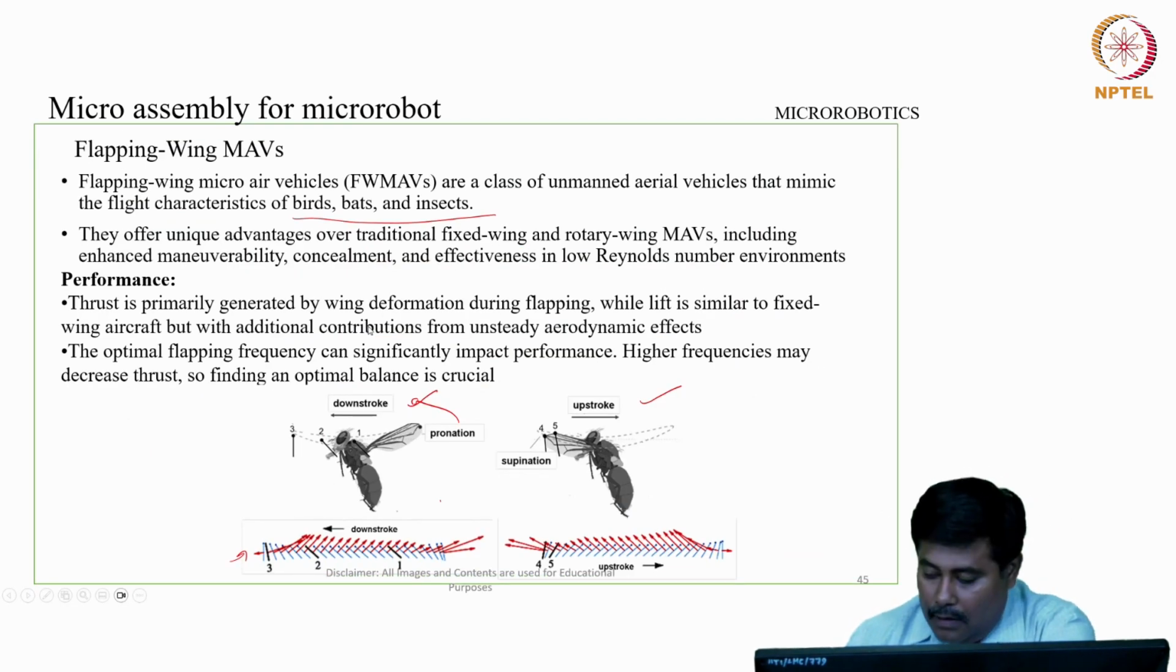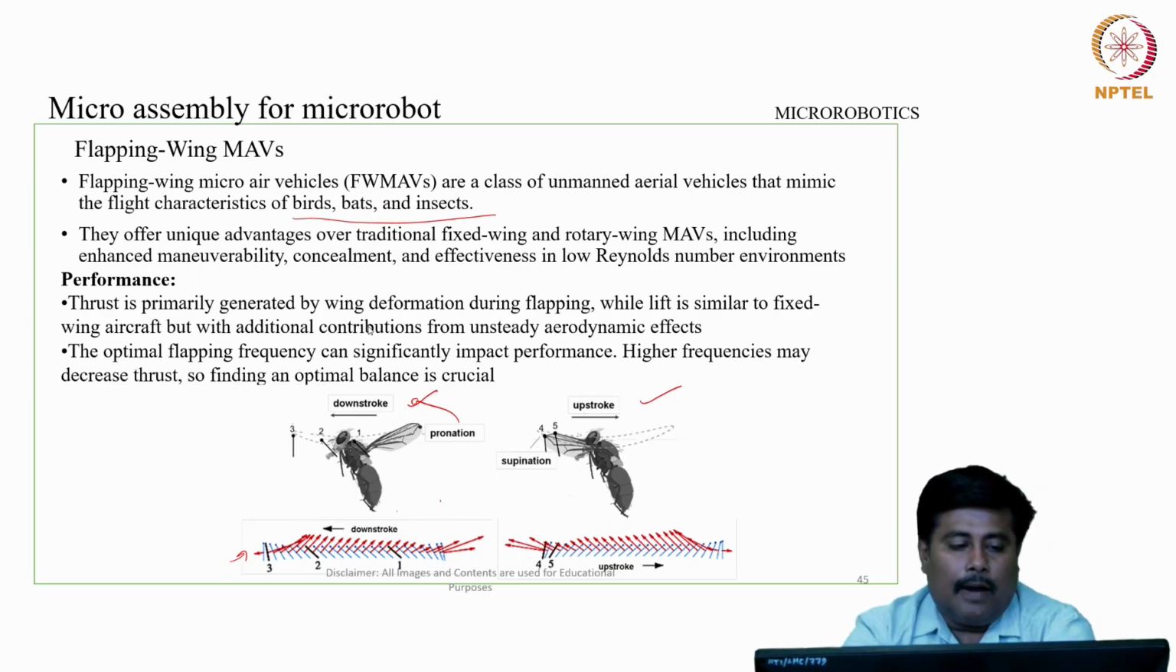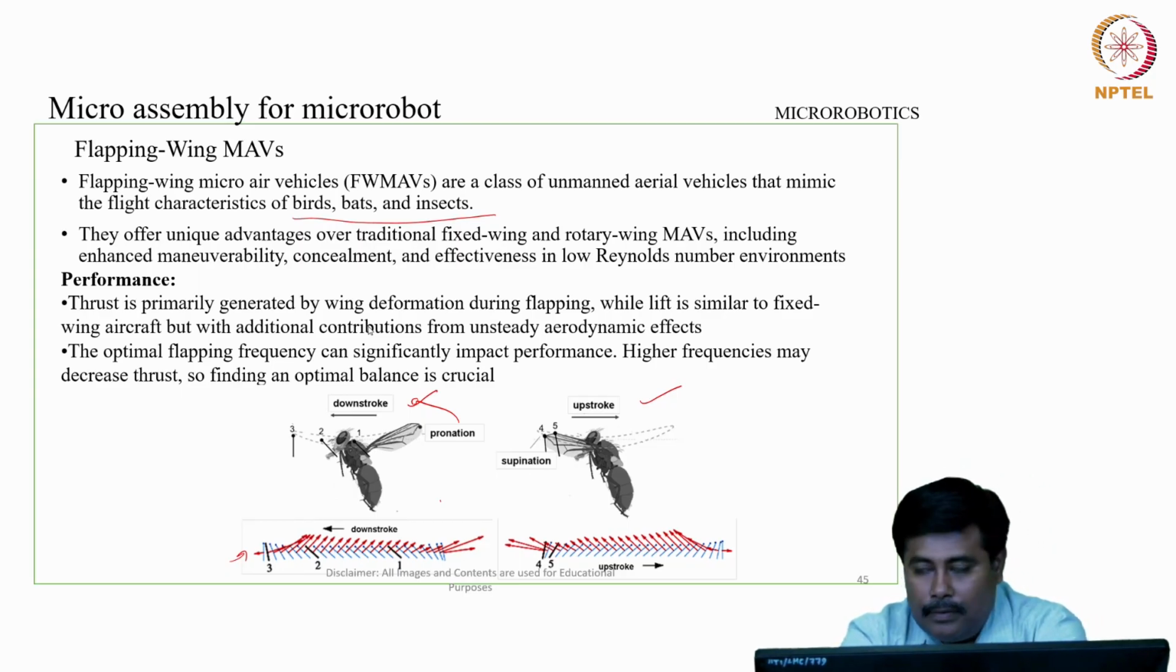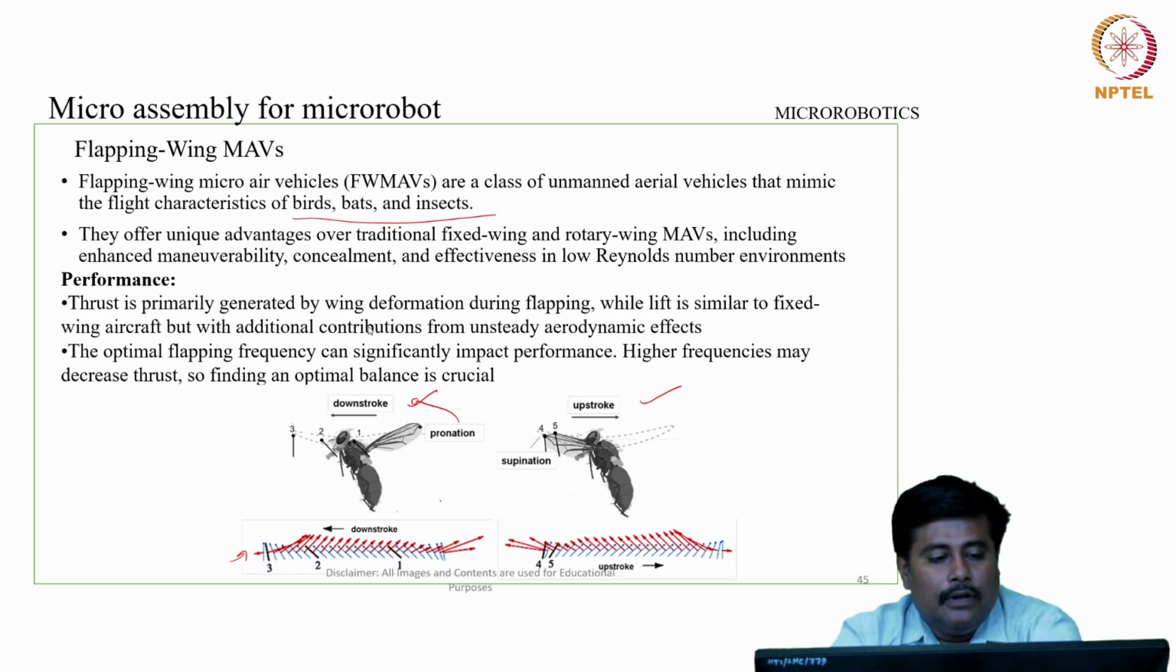Now, from the flapping wing arrangement perspective, flapping wing micro aerial vehicles are a class of unmanned aerial vehicle that mimic the flight characteristics of a bird, a bat, and an insect. They offer a unique advantage over traditional fixed wing and rotary wing MAVs, including enhanced maneuverability, concealment, and effectiveness in low Reynolds number environments.